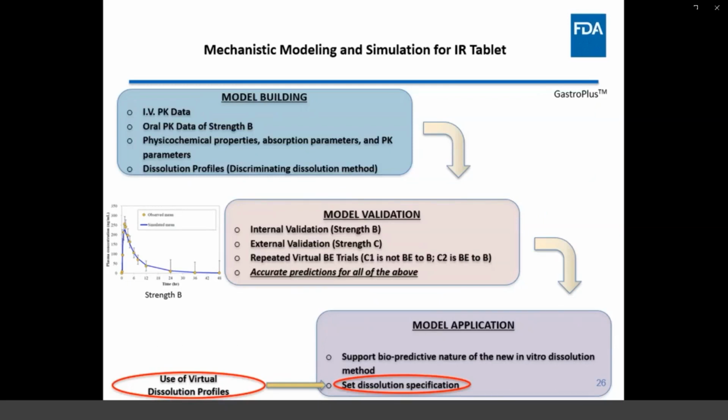Model validation, there was an internal validation with one strength, an external validation with another strength, and repeated virtual bioequivalence trials. And they were able to show that one strength was not BE to the internal validation strength, and the other formulation was determined to be BE. And they were also able to validate this model. And then they applied the model to support biopredictive nature of the new dissolution method that was identified and to set a dissolution specification.